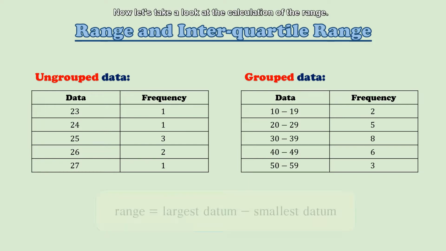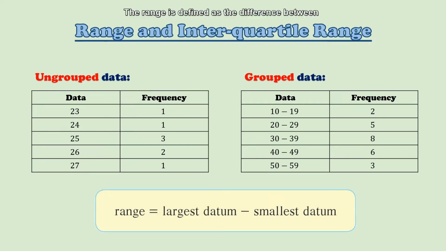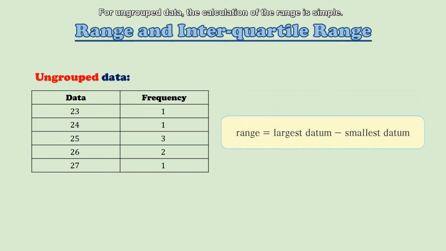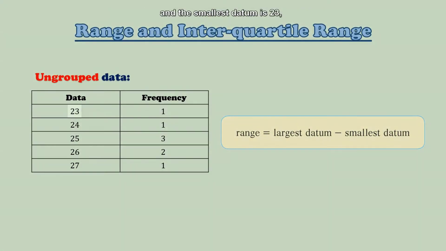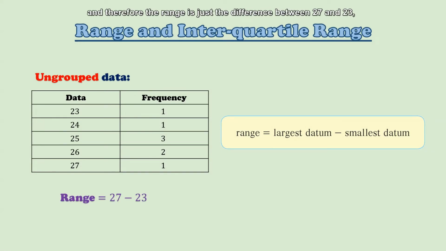Now let's take a look at the calculation of the range. The range is defined as the difference between the largest datum in the dataset and the smallest datum in the dataset. For ungrouped data, the calculation of the range is simple. From this table, we know that the largest datum is 27 and the smallest datum is 23, and therefore the range is just the difference between 27 and 23, which means the range is equal to 4.